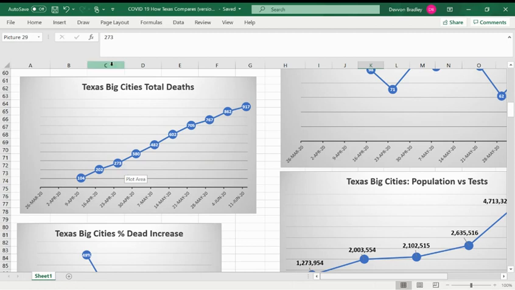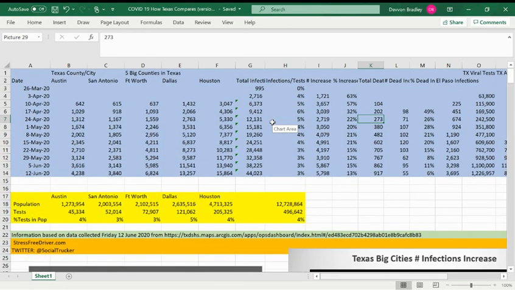So this chart right here, Texas big cities total deaths. I like this chart. It's kind of cool. It just shows what's happening week to week in total. And up here in the data, total deaths, you can see how that goes all the way across to 12 June, from 104 to 917.